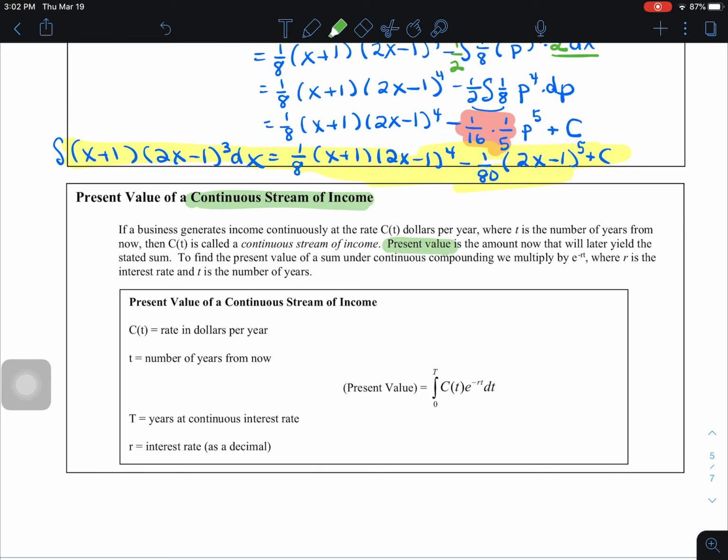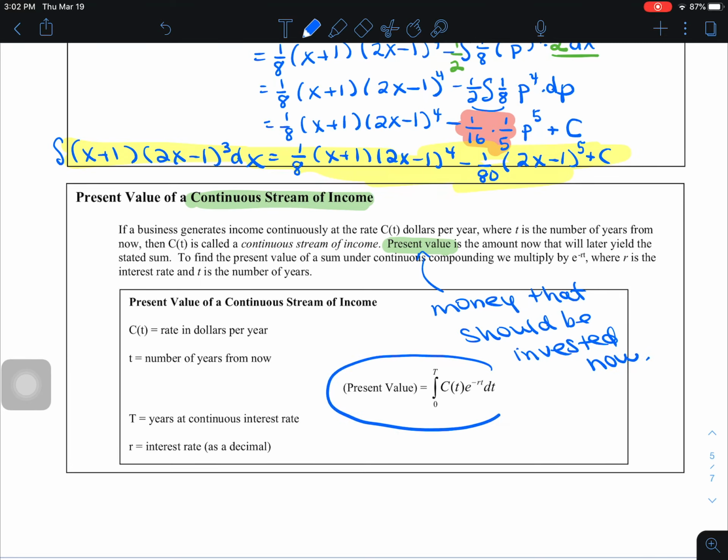And so when you see the phrase present value, that means money that should be invested now. Okay, money that should be invested now. So there's this formula here that you do not need to memorize, but there's lots of variables to it. Here's what each of the different variables represent.